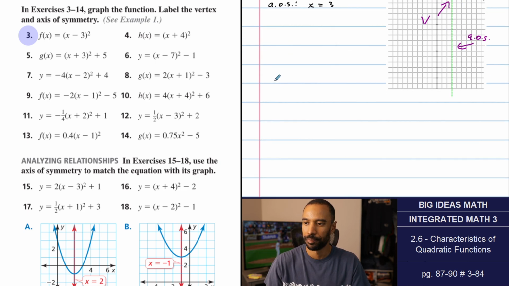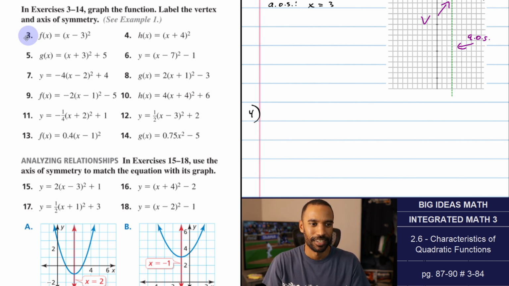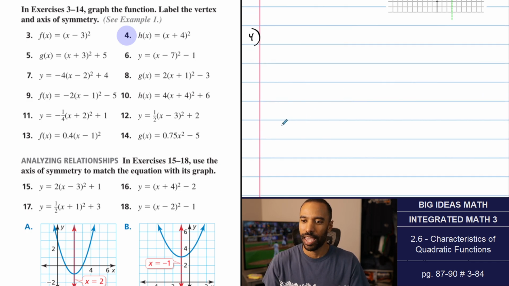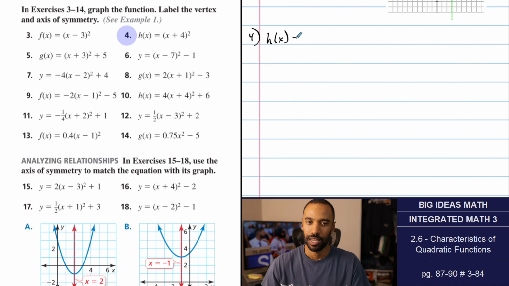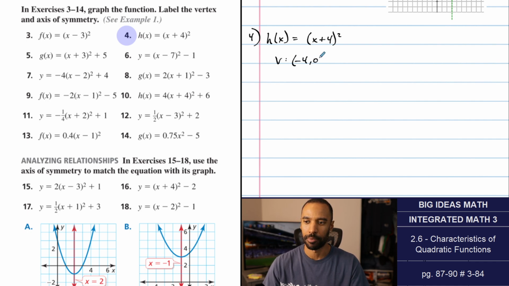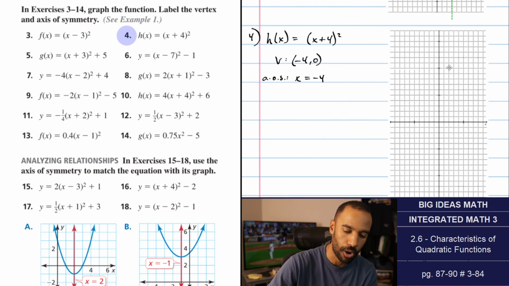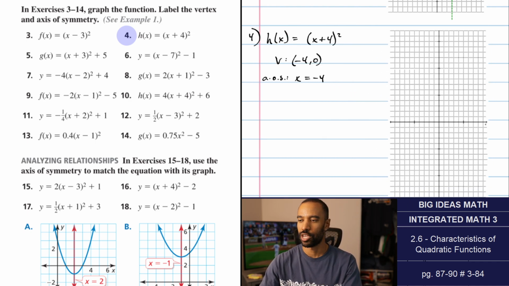Let's go to number 4. One problem down, 81 to go. Number 4, h of x equals x plus 4 quantity squared. The vertex is at negative 4 comma 0. The axis of symmetry is at x equals negative 4. All right, it's always going to be a vertical line, always going to be an x equals equation, and always going to go through your vertex. So let's start with x equals negative 4.